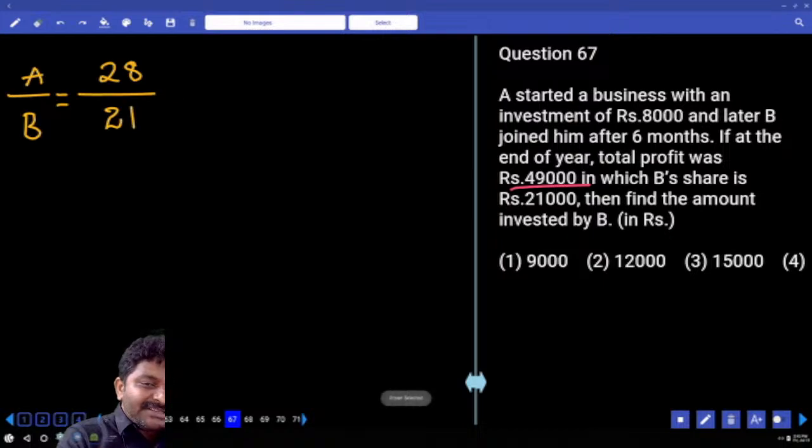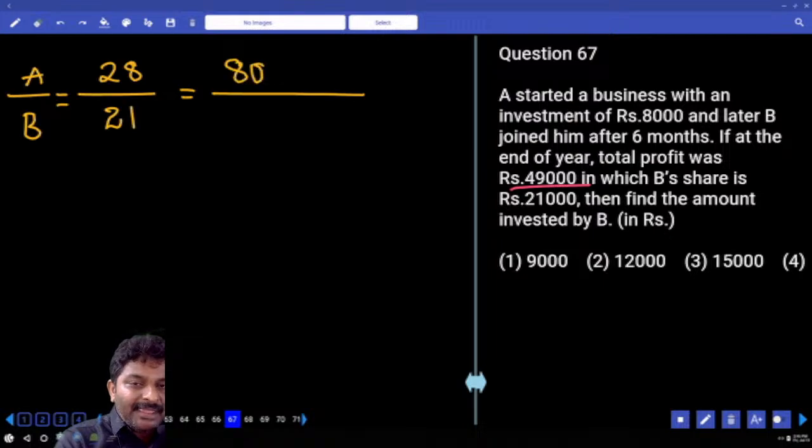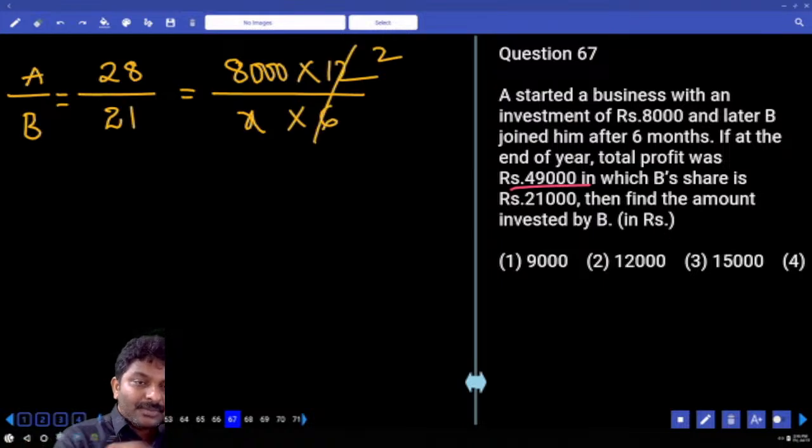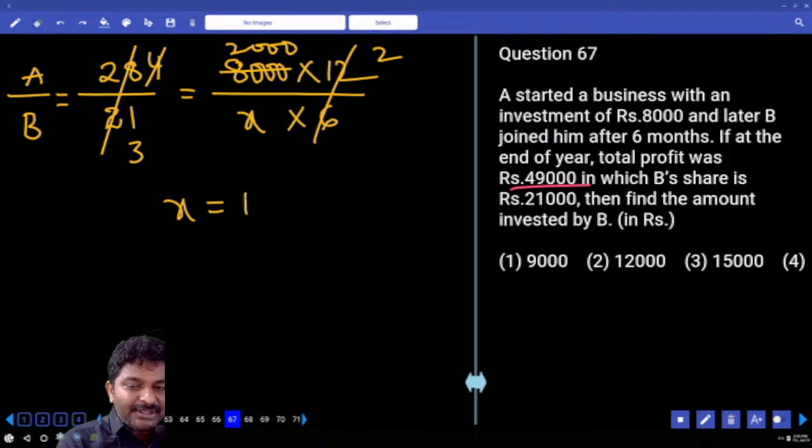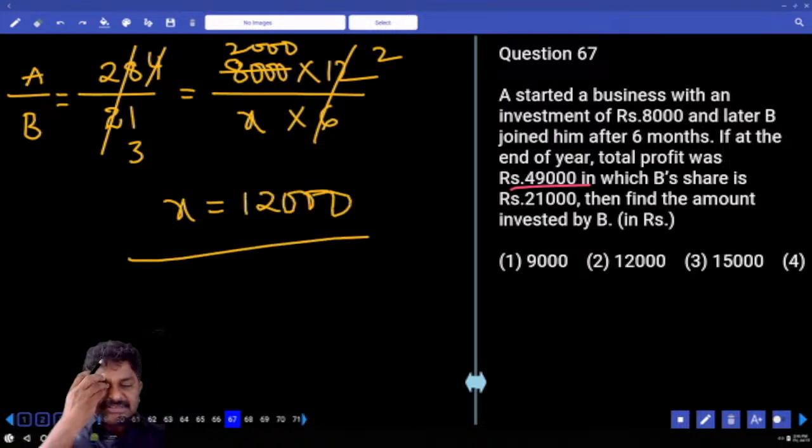What is this called? Profit sharing ratio. Investment multiplied by time. A is there from the beginning till the end, 12 months only. B joined with X rupees. When did B join? When he joins after 6 months, how many months will he be there? 6 months. 7, 3 times 4. 2,000 into 2, 4,000 into 3. 12,000. So B's investment is 12,000.